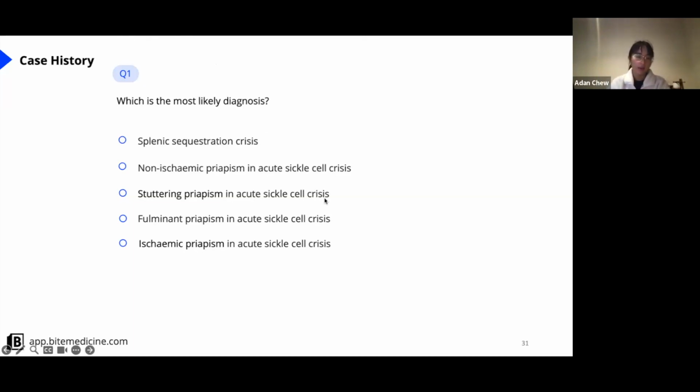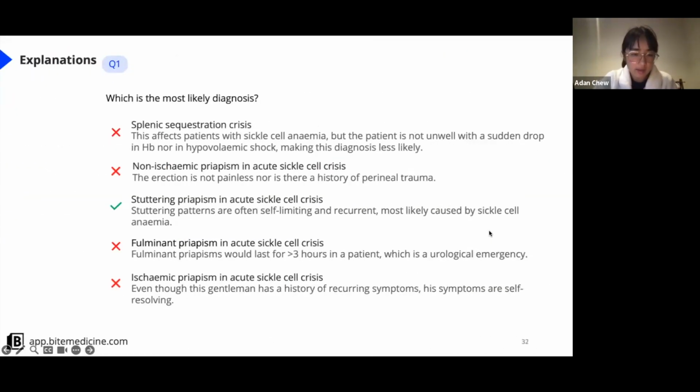Okay, so we've got quite varied answers, and this is a top decile question. So well done to those who've attempted it. So the correct answer is stuttering priapism in acute sickle cell crises.